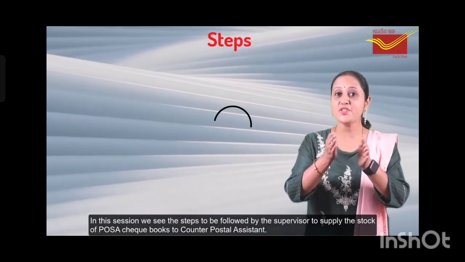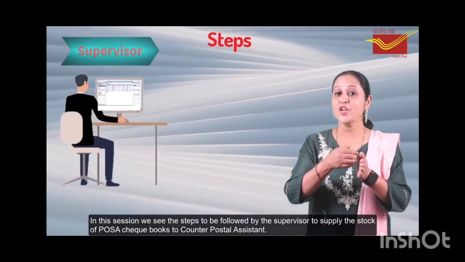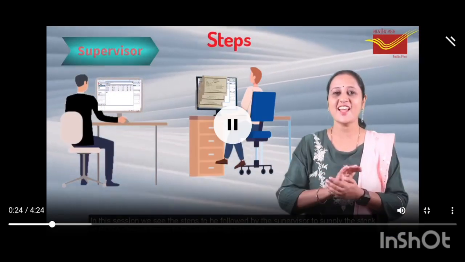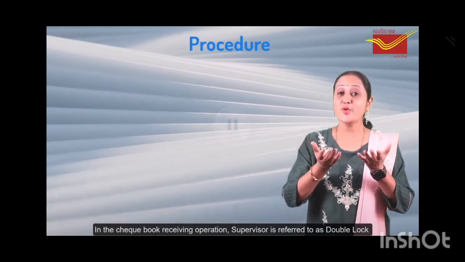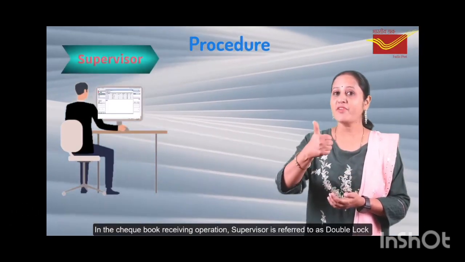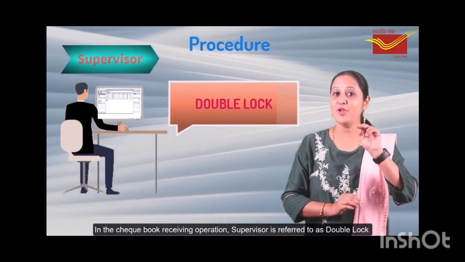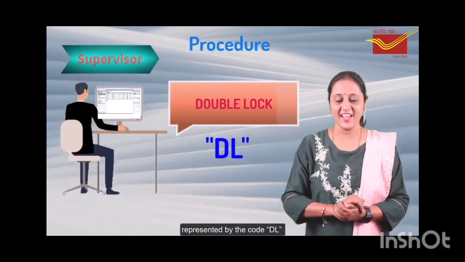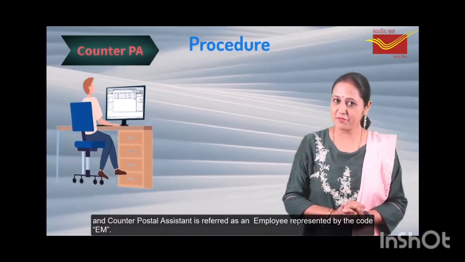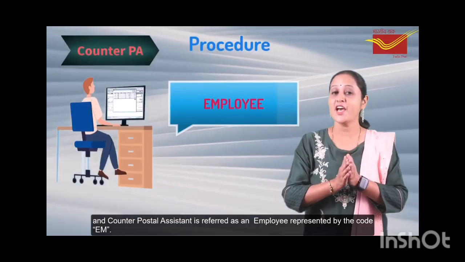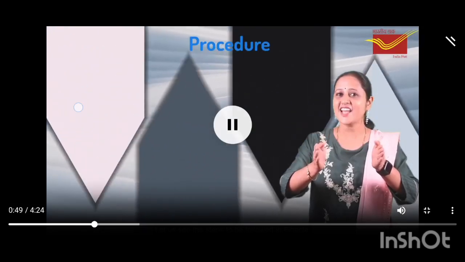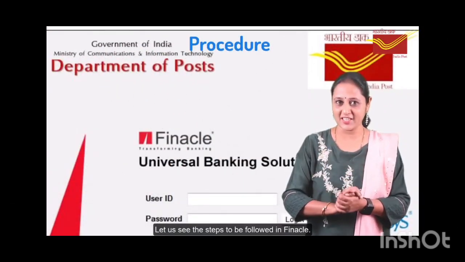The steps to be followed by the supervisor to supply the stock of POSC checkbooks to the counter postal assistant. In the checkbook receiving operation, the supervisor is referred to as double lock, represented by the code DL, and the counter postal assistant is referred to as an employee, represented by the code EN. Let us see the steps to be followed in Finacle.